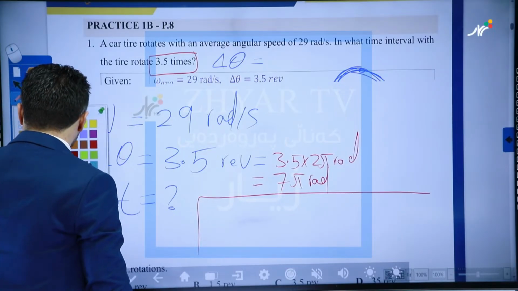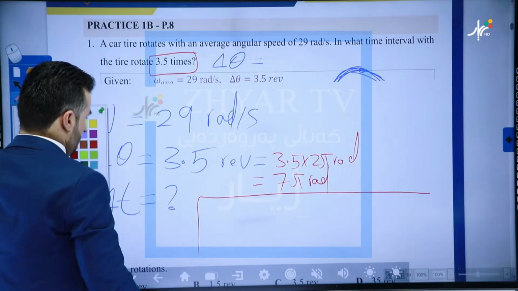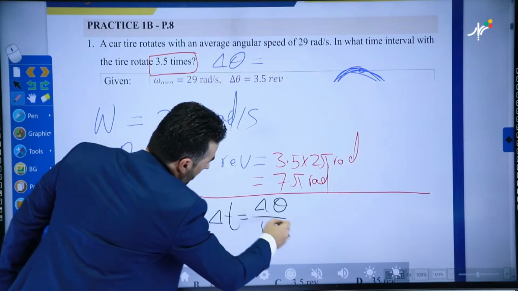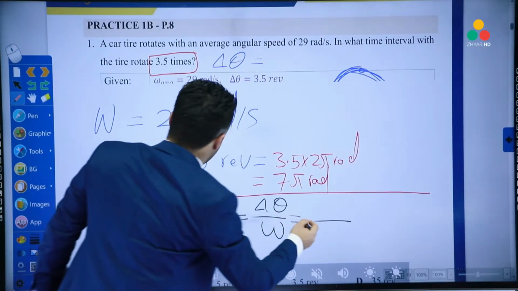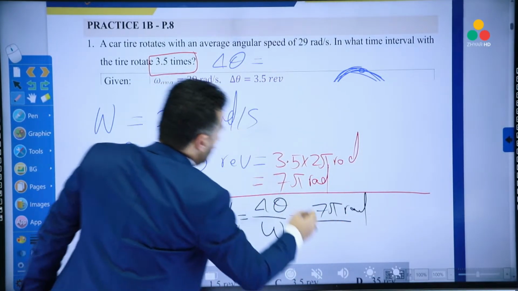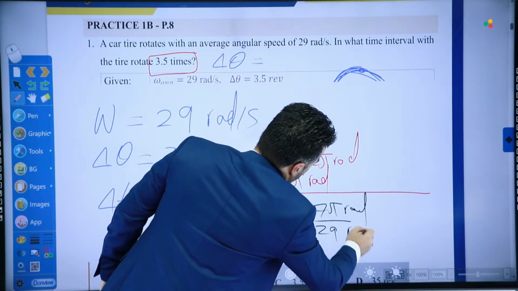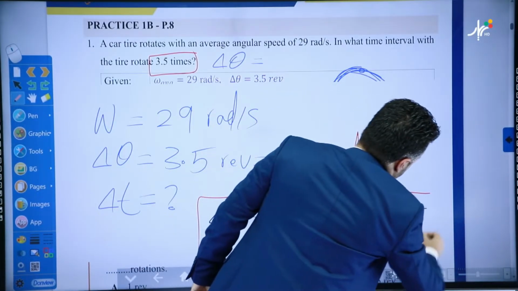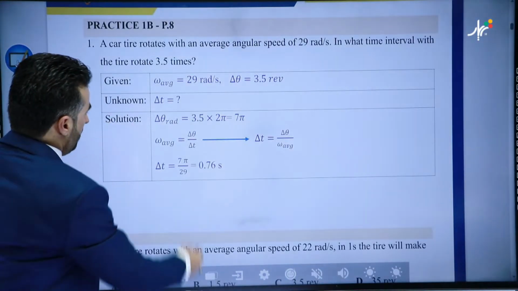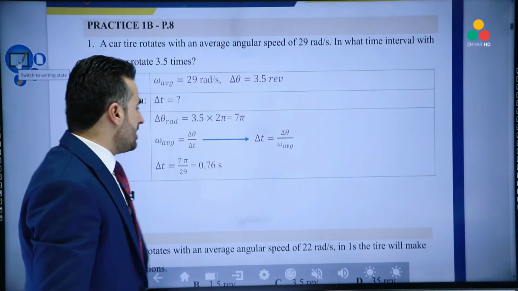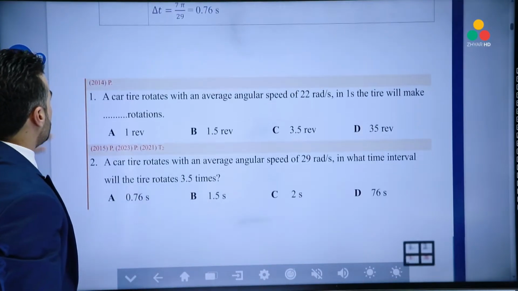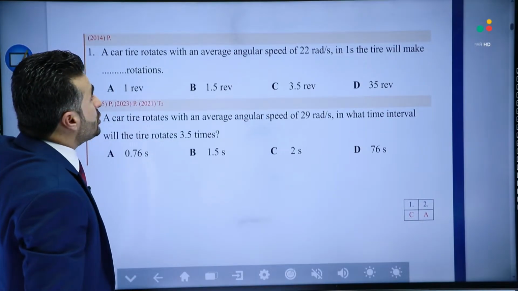Let me use black this time. Delta t equals angular displacement divided by the angular speed. So the angular displacement is 7 pi radian divided by 29 rad per second. Now you can find the answer, which is going to be in seconds. So what is the answer now? You can see the answer is 0.76 seconds.